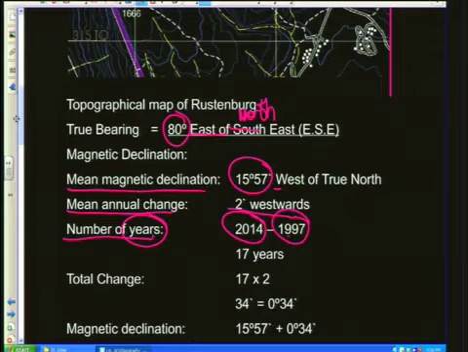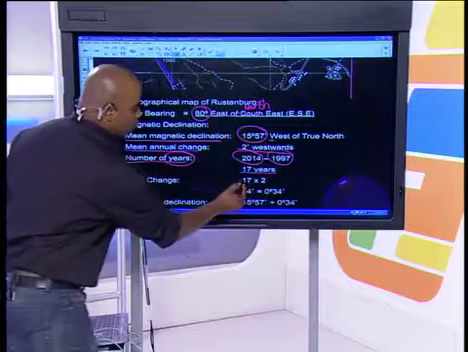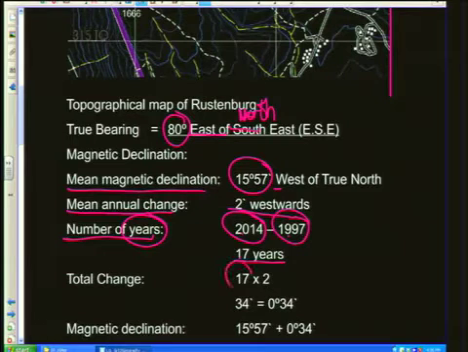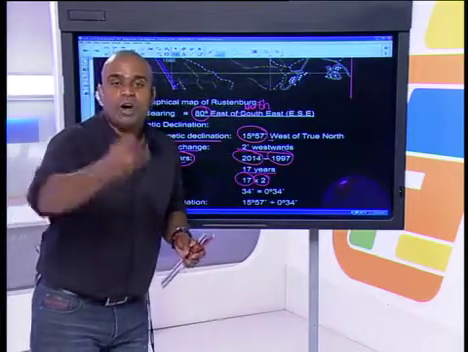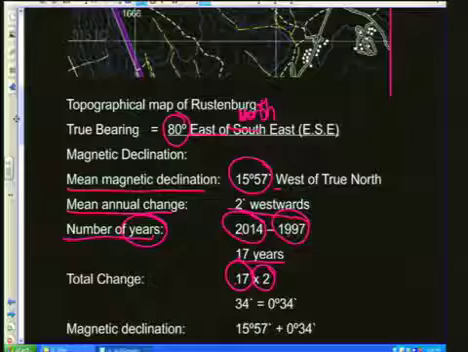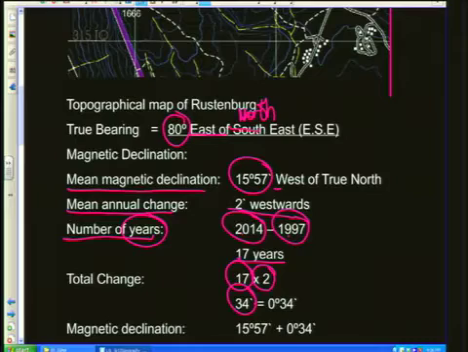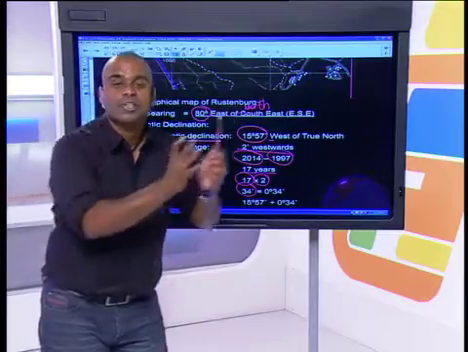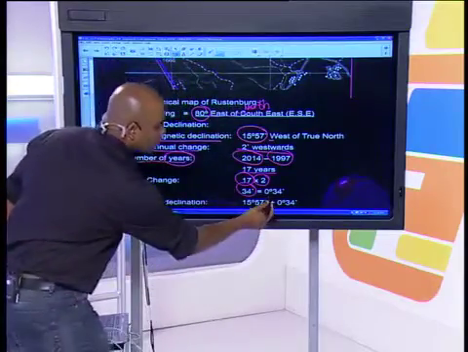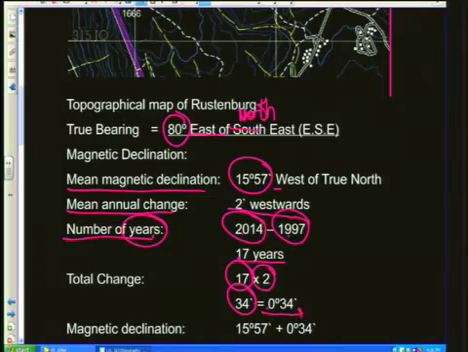2014 minus 1997 is 17 years. This is the number of years between the present year and the year on the map. Once we've established the number of years, note that it is multiplied by the mean annual change. We're taking the number of years to calculate how much the change is of this declination. 17 times 2 is 34 minutes. What I would like you to do is always ensure that you convert your 34 minutes to degrees and minutes. So simply put, you'd write this answer as 0 degrees and 34 minutes.